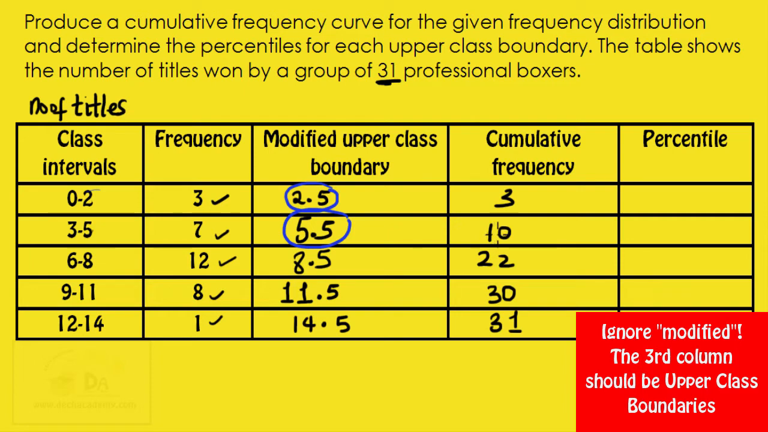Let's move on to the next upper class boundary. 10 is the cumulative frequency that corresponds to it, and this 10 tells you that there are 10 boxers that have won titles that are less than or equal to 5.5 in number. So boxers have won titles that are between 0 and 5 in this case, but based on this upper class boundary less than or equal to 5.5. 31 tells you that there are 31 boxers that have won titles that are less than or equal to 14.5 in number.